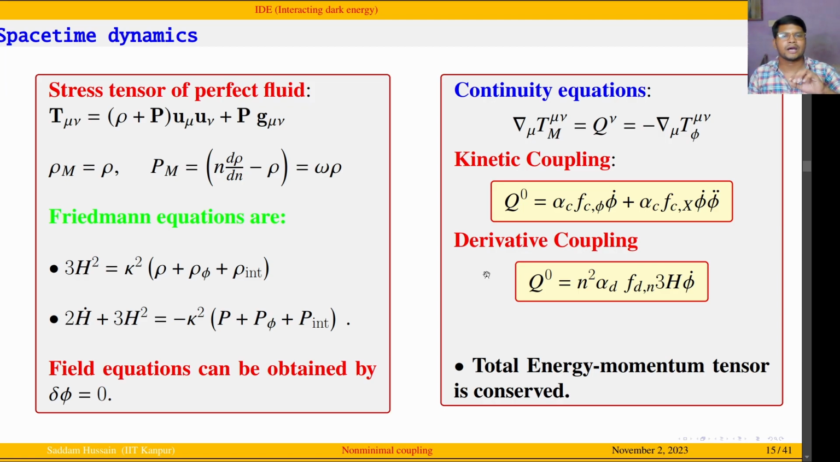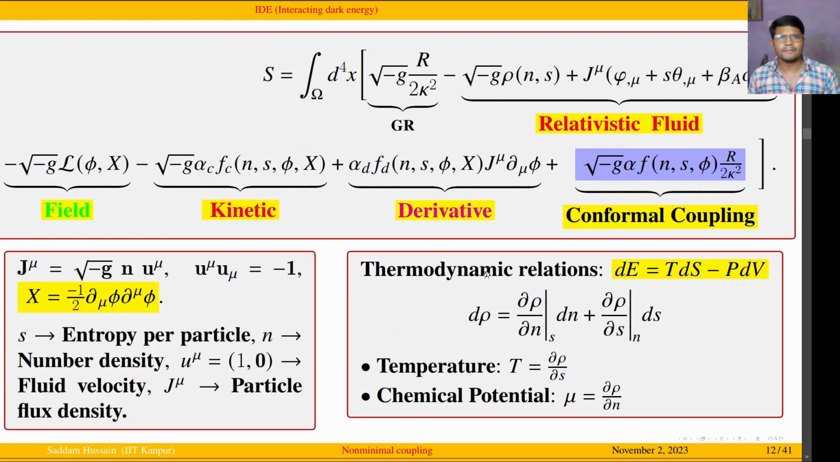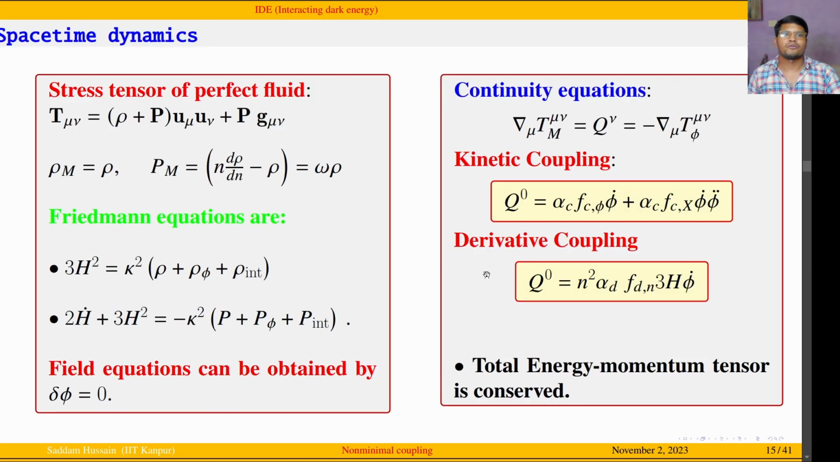So in the kinetic coupling case, the interaction function is basically the derivative of the fields and all these things. On the other hand, in the derivative coupling, we have this additional h. This additional h is due to the factor J mu, which is basically the particle flux density. It is contracting with the velocity, which is actually responsible for the appearance of the h. Again, we are trying to construct an interaction that is as general as possible.